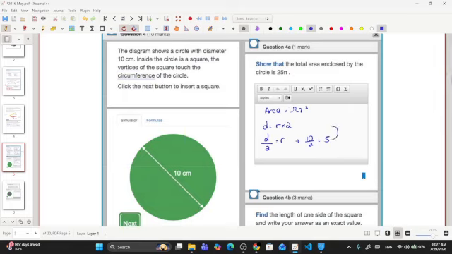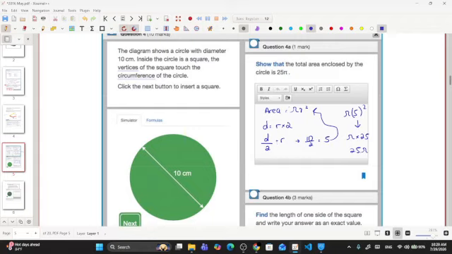Now, let's substitute that value into the equation. Pi multiplied by 5 squared. This becomes pi multiplied by 25, which becomes 25 pi. Alright, easy question, right?